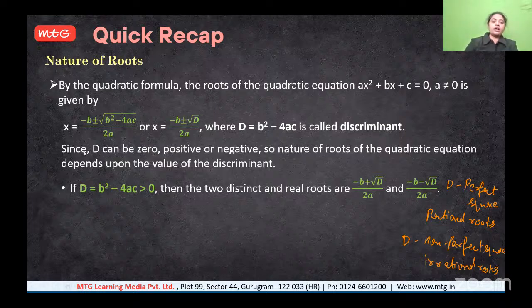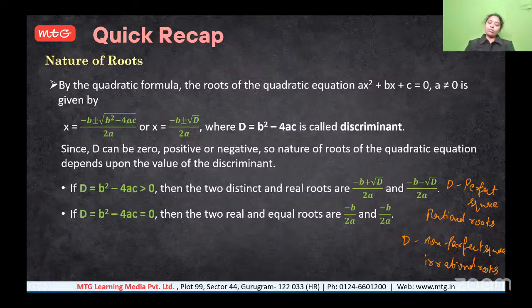Now moving further, if d value is 0, excuse me, if d value is 0, the roots are very easy. What is that? This complete part is becoming 0. You are left with minus b/2a. So दोनों roots, quadratic equation की हमेशा दो roots ही होते हैं. It has two roots always.